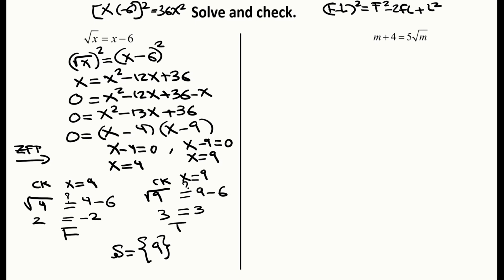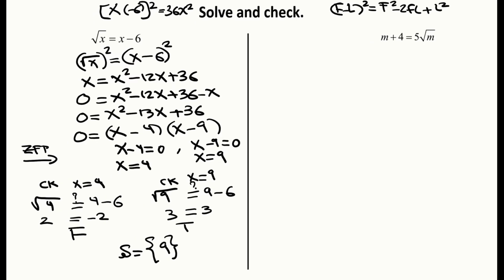Okay, so we can go ahead and square both sides once again. Definitely try it on your own before you come back to watch. Pause the video and try it. You can do this. All right, so assuming you're back, we're going to go ahead and square both sides. Remember, leave the original equation alone. Equals 5 radical m squared.